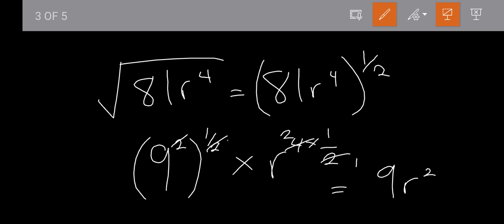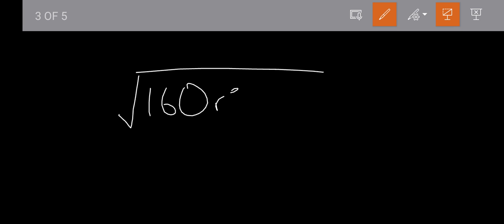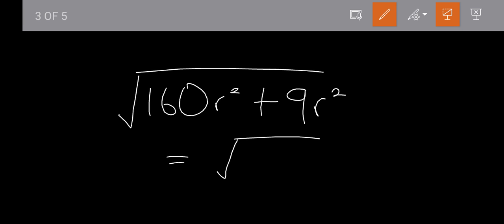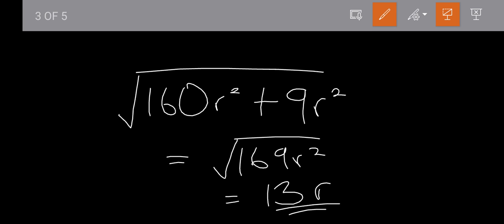Now that we have broken that down, we're going to add it back. So I'm going to have 160 r raised to power 2 plus 9 r raised to power 2. And it's very easy from here. I'm having 169 r raised to power 2. And what's the square root of 169? 13. And what's the square root of r squared? r. And that's going to be my final answer.